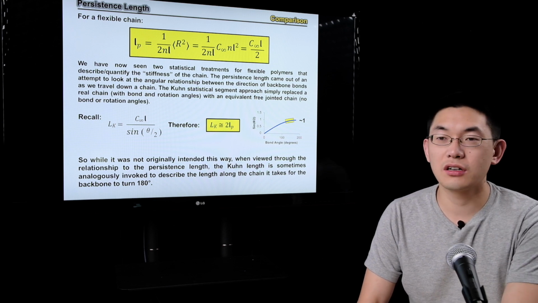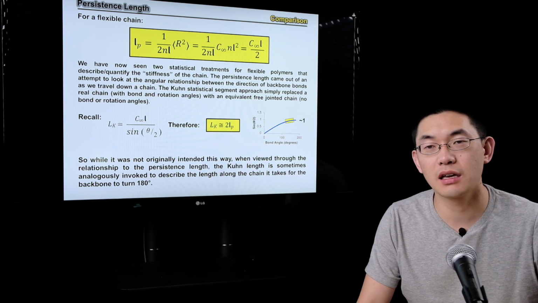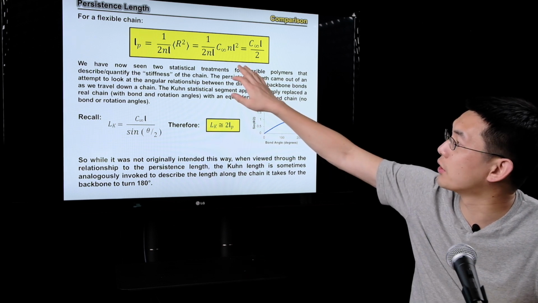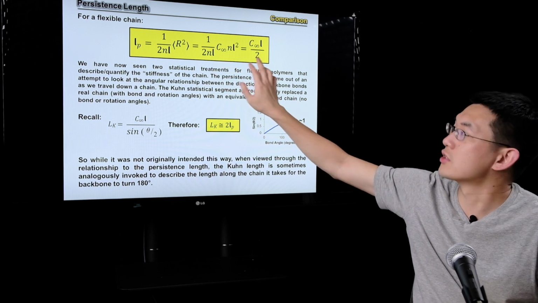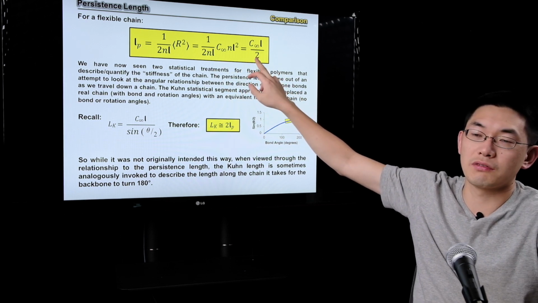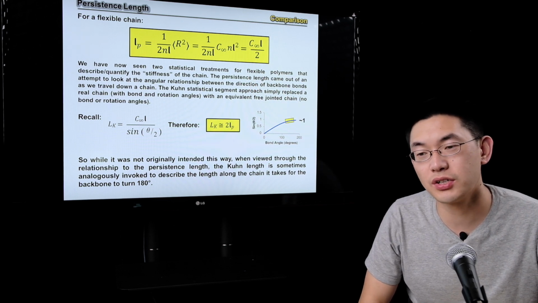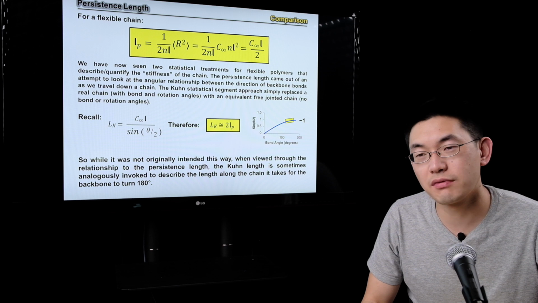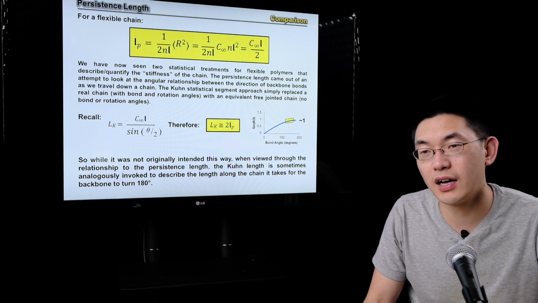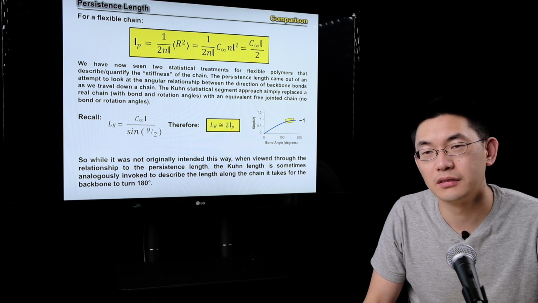So it turns out this persistence length is related. How they are related can be reflected in this simple equation, where your LP equals the characteristic ratio divided by 2, multiplied by the bond length. So if you know the characteristic ratio or rigidity of your chain, you can translate it into persistence length. And the translation is very simple. You just divide the characteristic ratio by 2, then multiply by L.